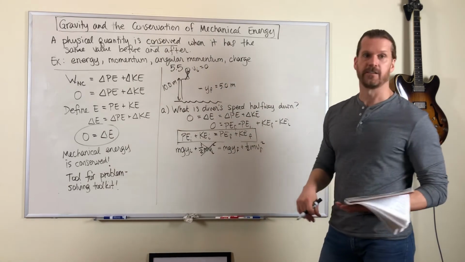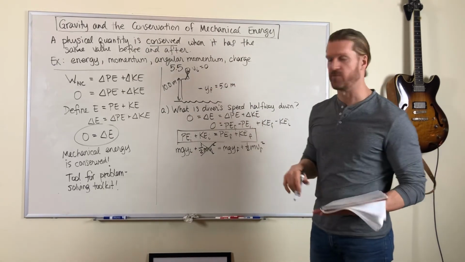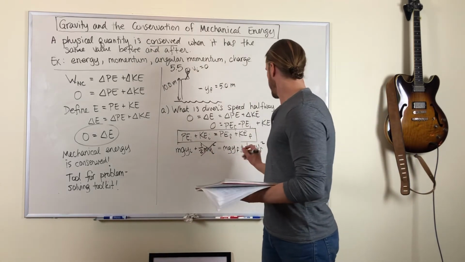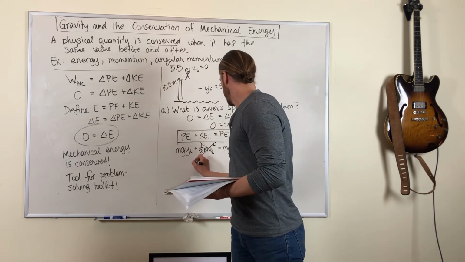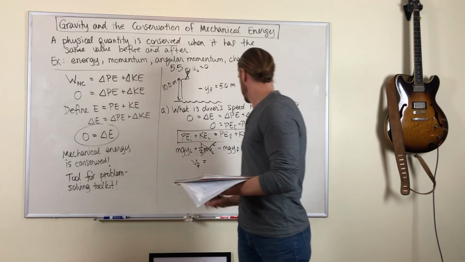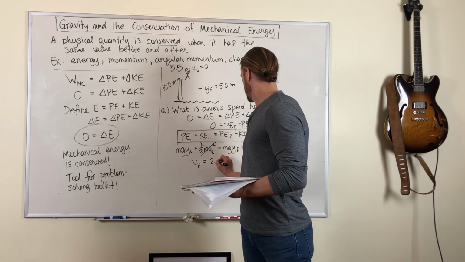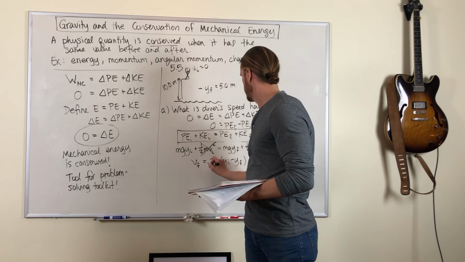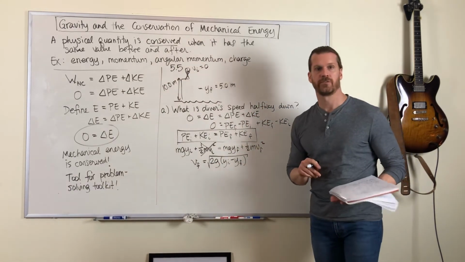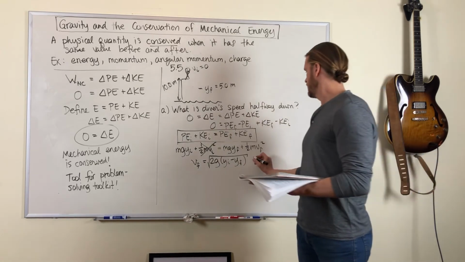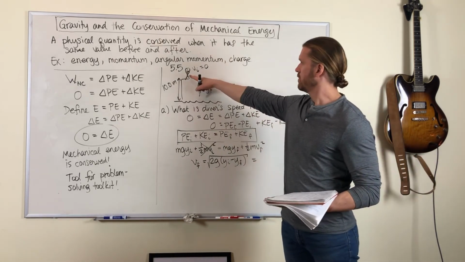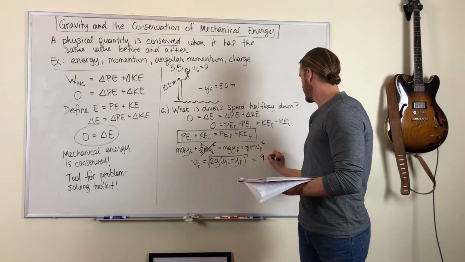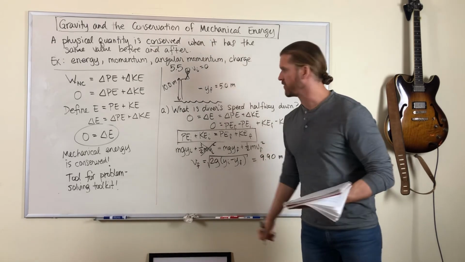Okay, so we're interested in finding v final when the diver reaches this halfway point of 5 meters. So we do a little bit of algebra. All those m's cancel out, and we find that v final is the square root of 2g times (y initial minus y final). Try that algebra out at home. And when you plug in these values, y initial was 10 meters, y final is 5 meters, you find that the diver's speed halfway down is 9.9 meters per second.